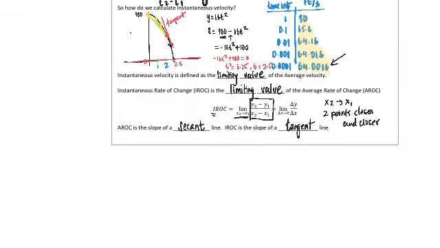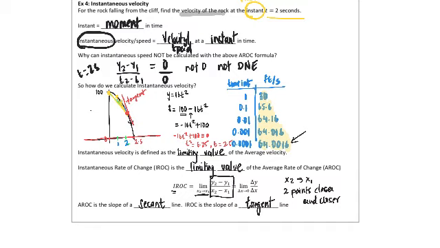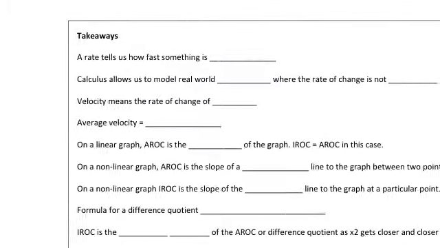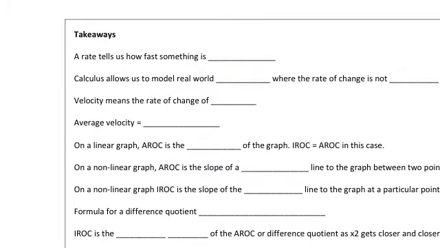Okay, so that's really all we're doing for today. Let's summarize with our takeaways. A rate tells us how fast any quantity is changing, right? It can be your position, it can be the price of a stock, it can be the volume of water flowing in a river. It can be the gas that you're pumping into your gas tank. It can be anything, but a rate tells us how fast something is changing.